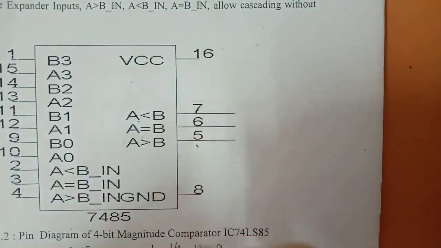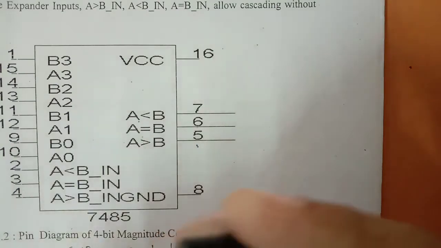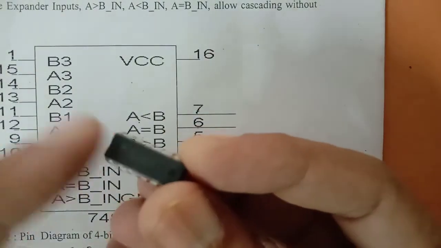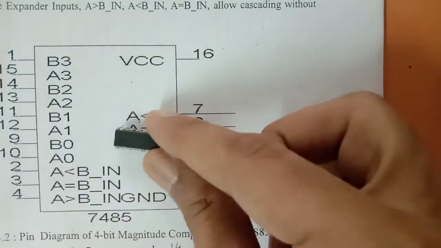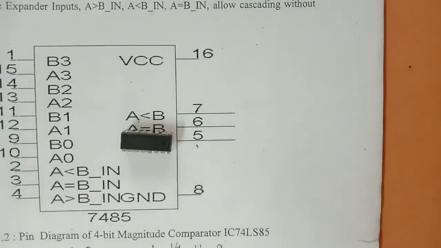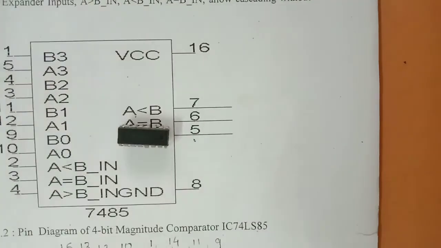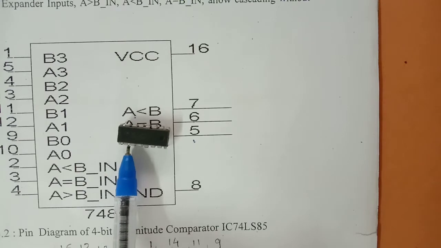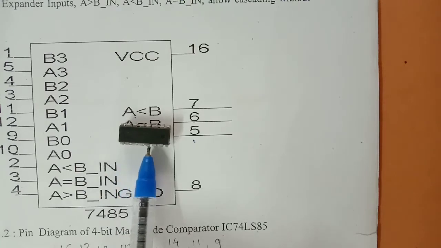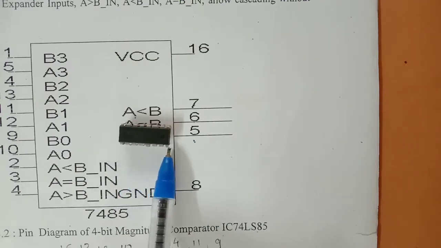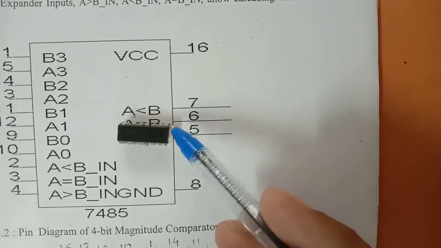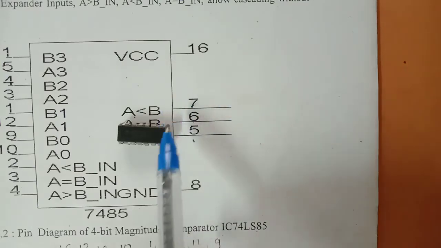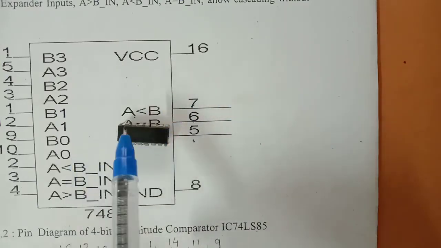This direction has the notch. If you visualize, the notch exists like this. You can keep the IC like this, and below this is your pin number 1, then pin number 2, 3, 4, 5, 6, 7, 8, right? Above this one is pin number 9, 10, 11, 12, up to 16.